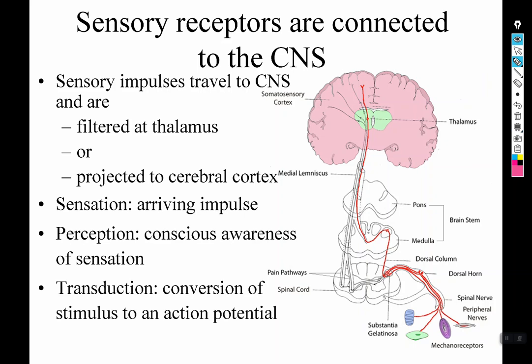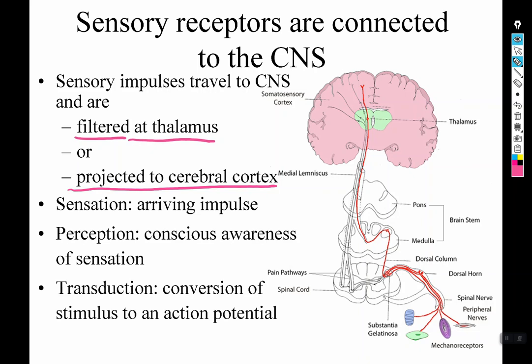Sensory impulses are going to travel inwards via a first order sensory neuron up the spinal cord, and they are filtered at the thalamus, meaning the thalamus sorts out which kind of sense it's receiving and where it needs to go in the cortex. Sometimes they just project directly to the cerebral cortex without passing through the thalamus. It depends on what kind of sensation it is.